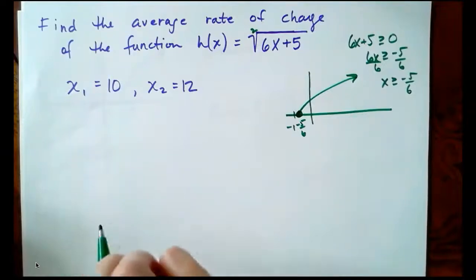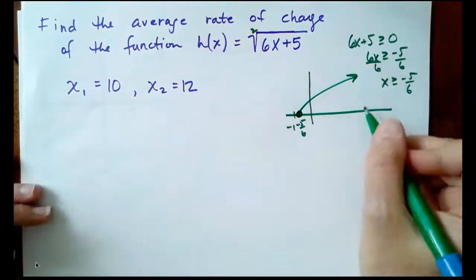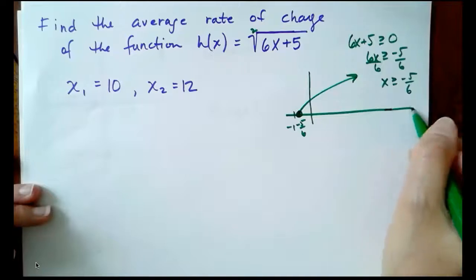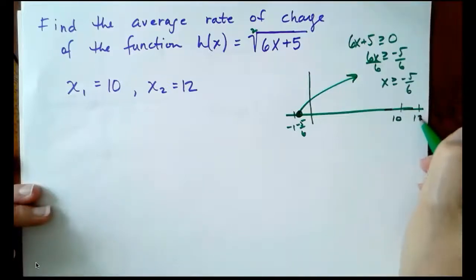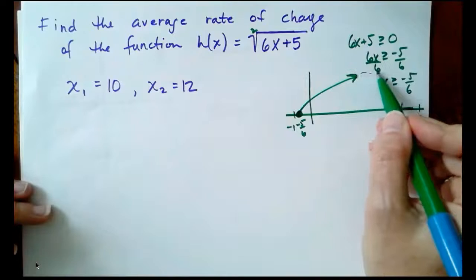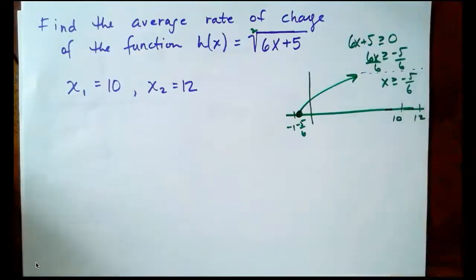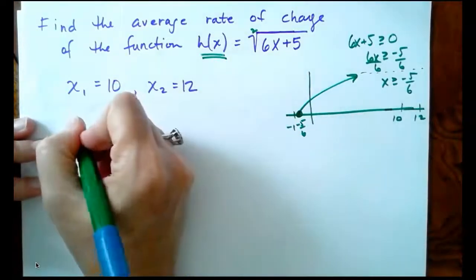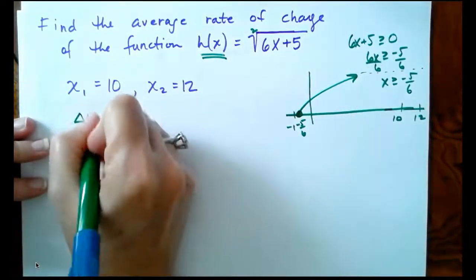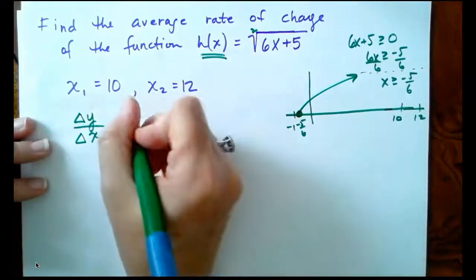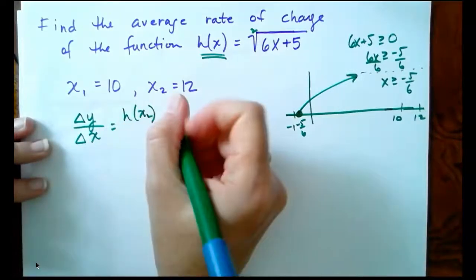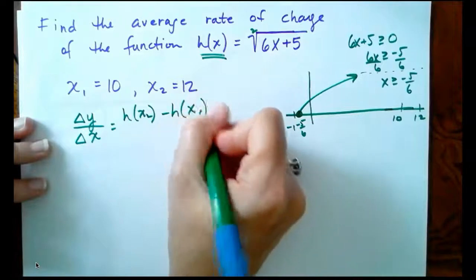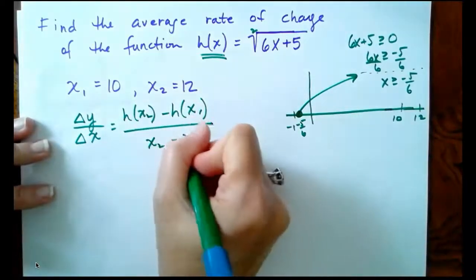Now, we're after the average rate of change. So when x sub 1 equals 10, and 10 would be probably about right there, and 12 would be about right there. We can't even see what's going on with the graph. So it's pretty flat. So I'm not anticipating a very steep rate of change for that secant line. So average rate of change, of course, here's the formula. This is the h function, so I'll do it in terms of h. The average rate of change, delta y over delta x, equals h of x sub 2 minus h of x sub 1, over x sub 2 minus x sub 1.